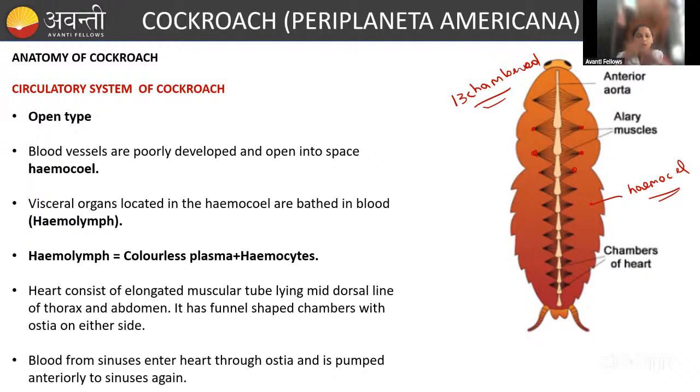Like that, all the organs are bathed in the blood here. That is how the circulation is happening, because they don't have any blood vessels. The anterior aorta is going to carry the blood to the head region, and the contraction is mainly by the alary muscles. You know that the blood is colorless in the cockroach and does not contain any pigment, and the oxygen is not carried by it. Remember.